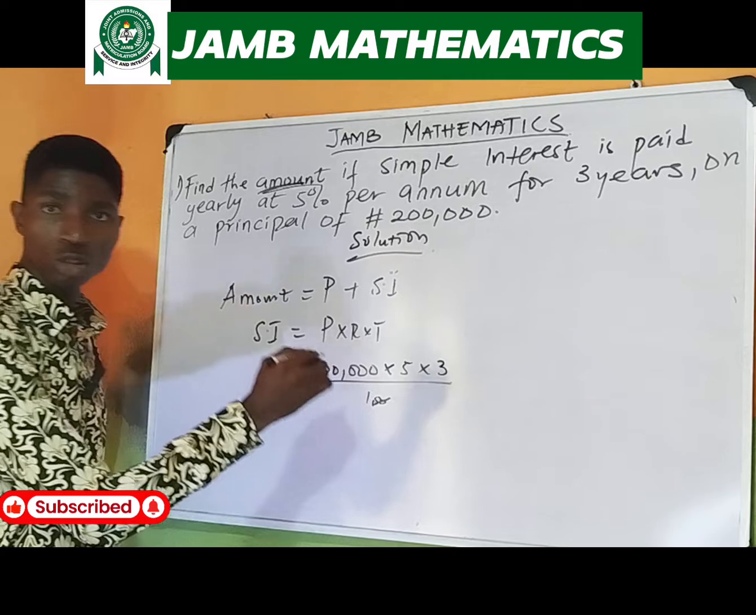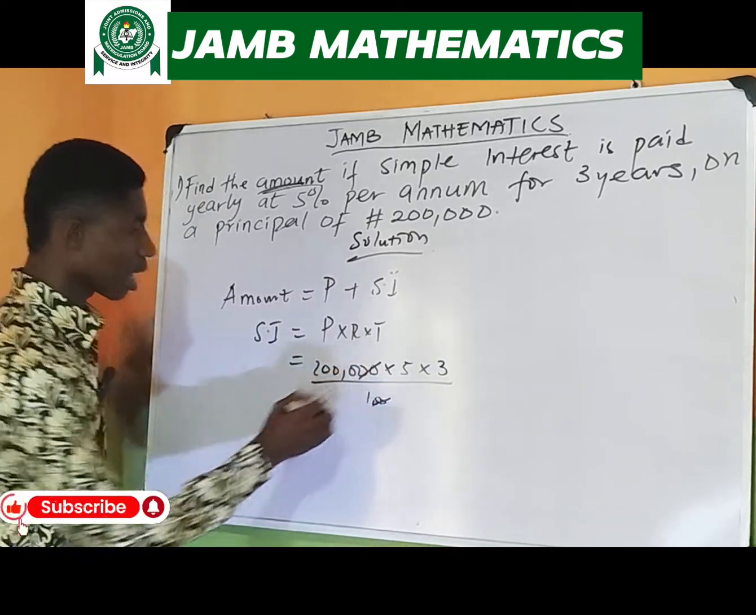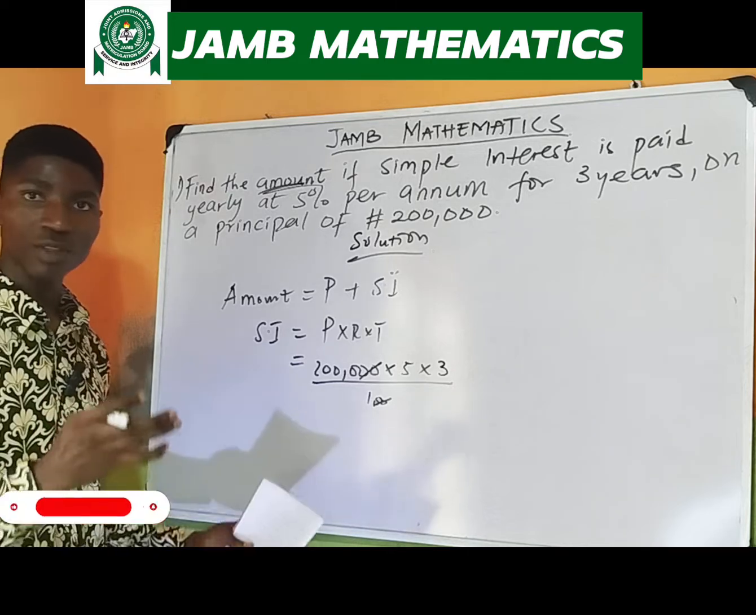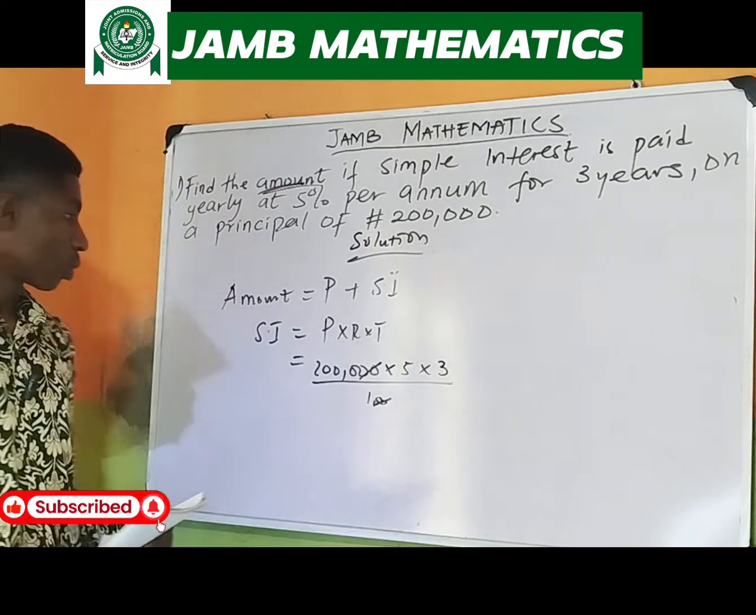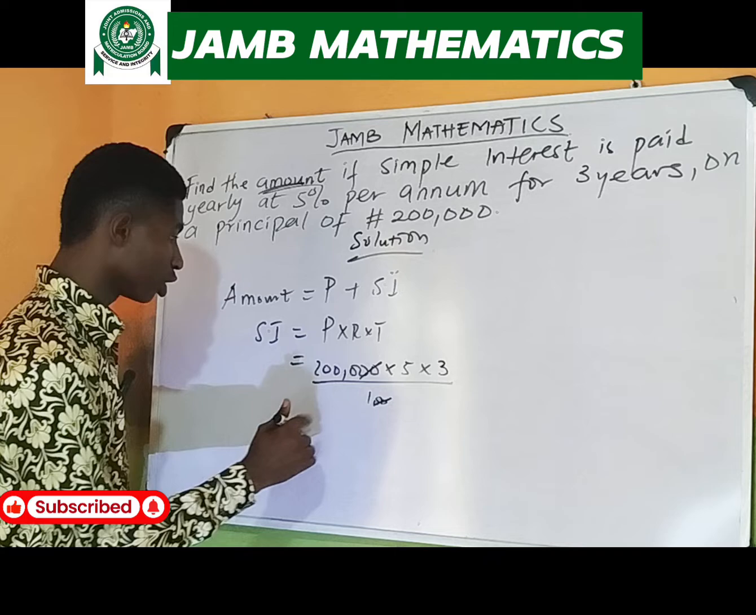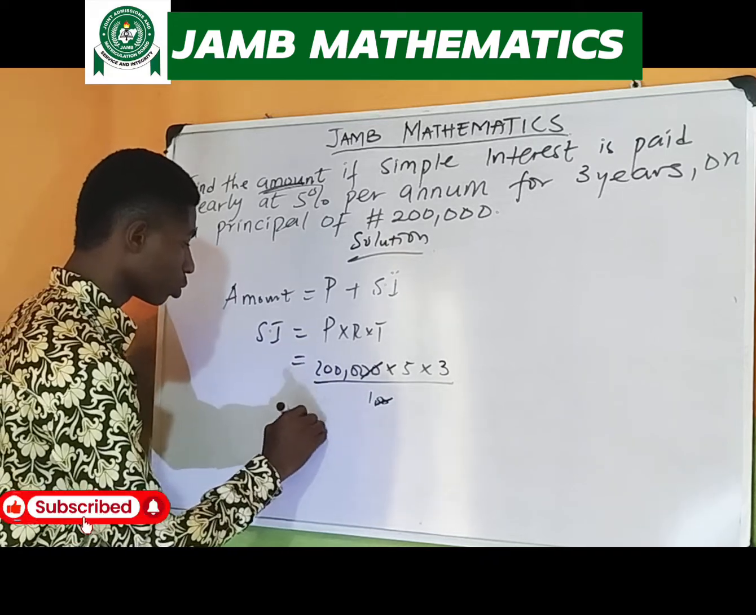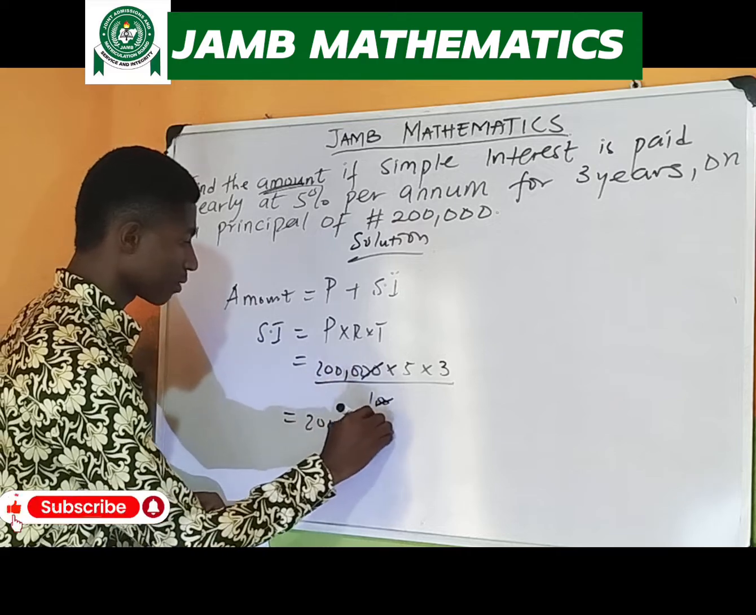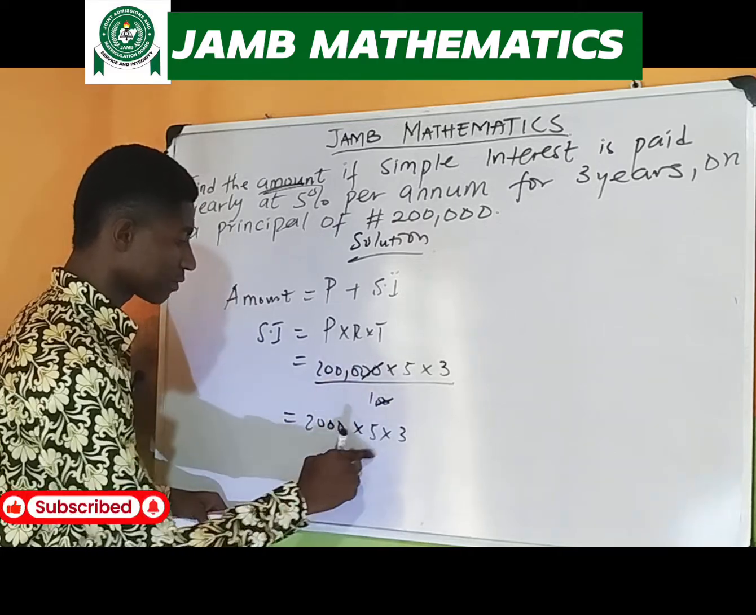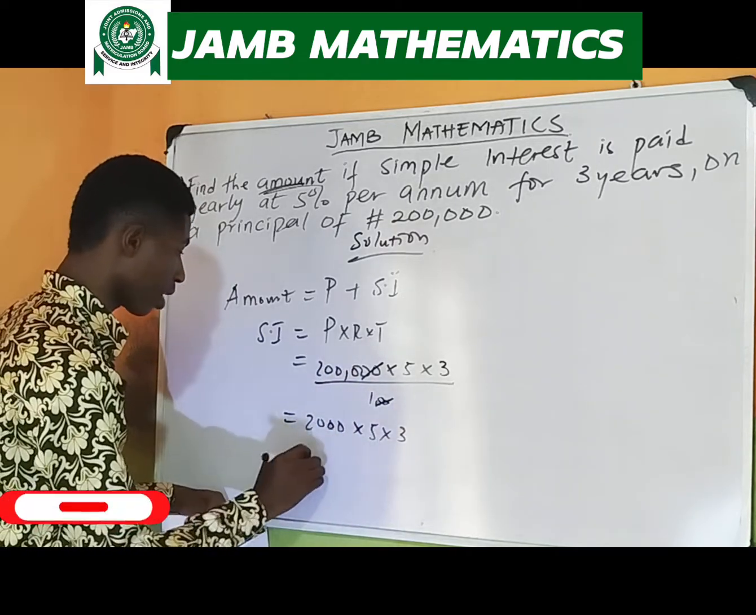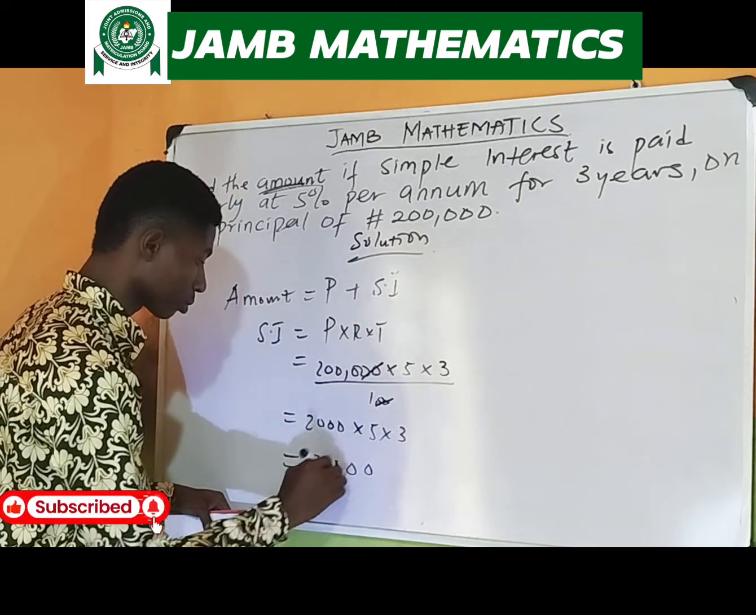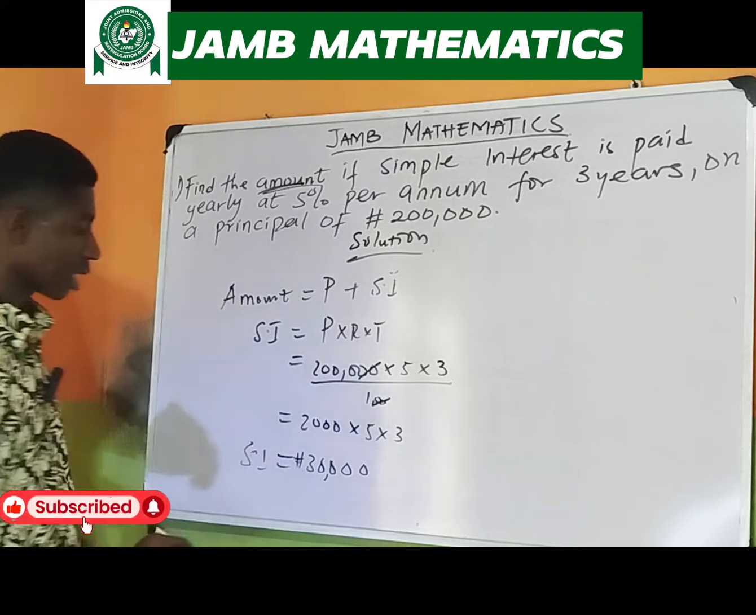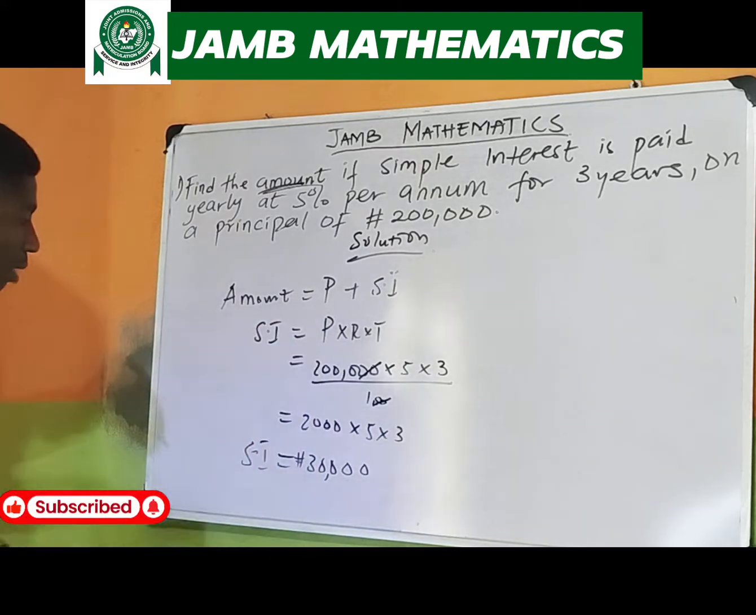These two zeros at the numerator will cancel out these two zeros at the denominator. You know, in Jamb, you have to be very fast. So it's not every computation that you have to make with the calculator, so you do this direct cancellation. You are left with 2,000 times 5 times 3. 2,000 times 5 is 10,000, times 3 is 30,000. So our simple interest is 30,000.